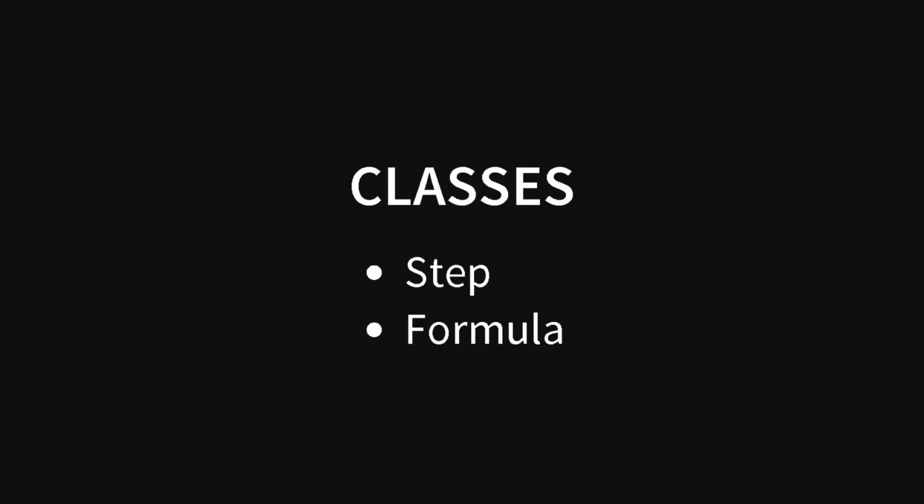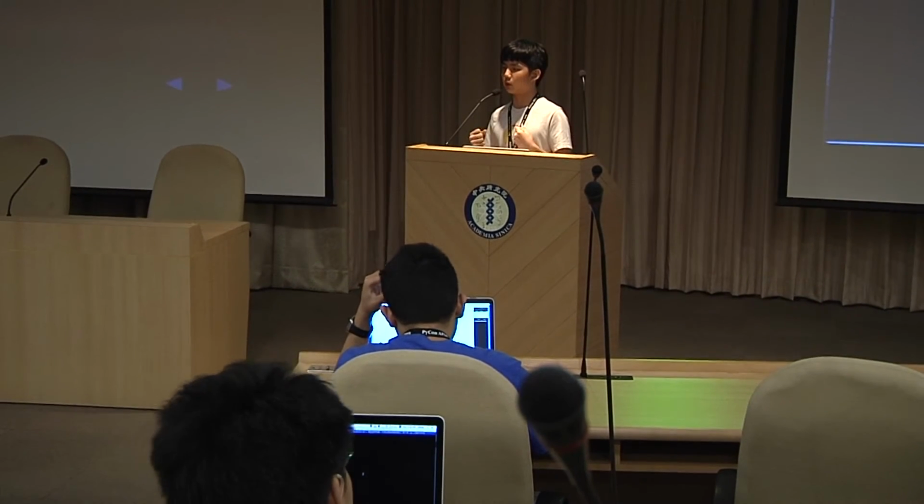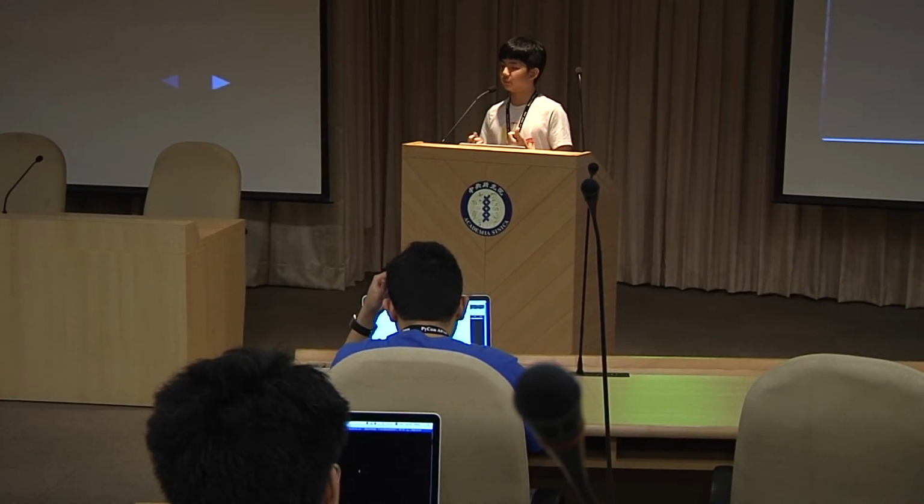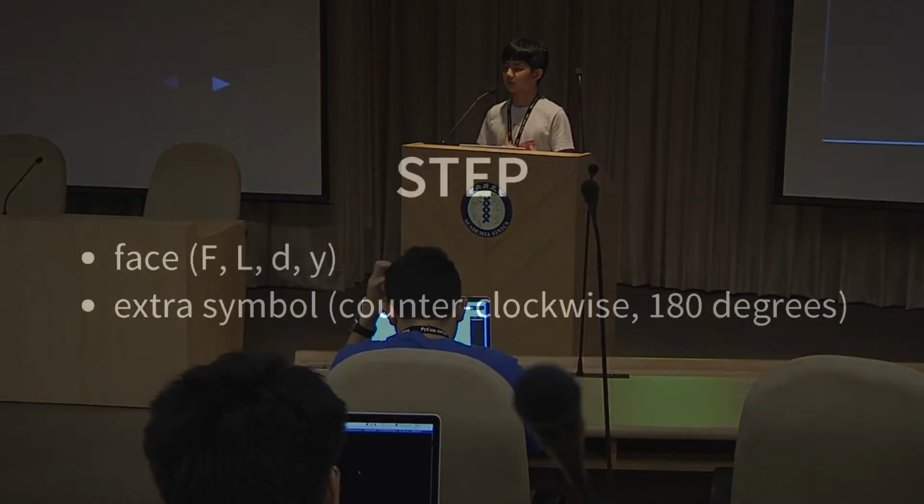Okay, so in my implementation of the Rubik's Cube formula, there are 2 separate classes. The first one is Step. The Step object represents a single step, which is something like L2 or D2 or X prime. And the second one is Formula, which is a sequence of steps.